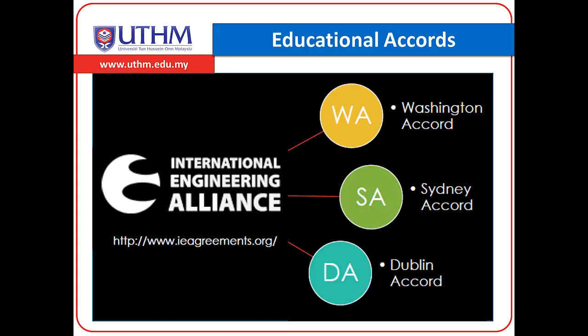Okay, so basically these are the accords. In the whole world, you have this International Engineering Alliance, which accredited university programs, bachelor programs. The Washington Accord is for the engineering programs. Sydney Accord is for the engineering technology programs. For your engineering technology programs, we'll be following Sydney Accord. Dublin Accord is for diploma programs.